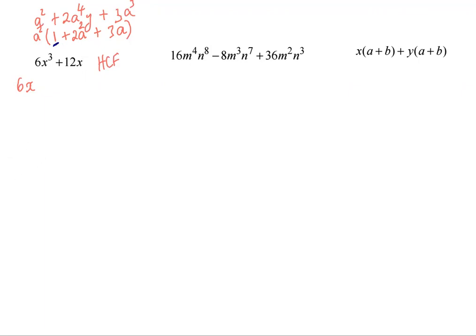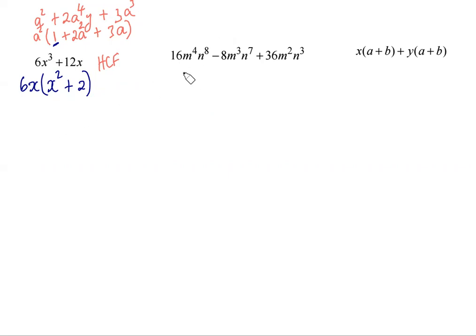Now, let's look at the factor here. Let's use another color. If we check here, it's going to be 6. In terms of x, it's going to be x. Then we take out 6x outside. 6x into 6x cubed: 6 into 6 is going to give us 1. x into x cubed is going to give us x squared. Then plus 6 into 12, we're going to get 2. x into x is going to give us 1. Then we leave it like that. So that will be our answer.